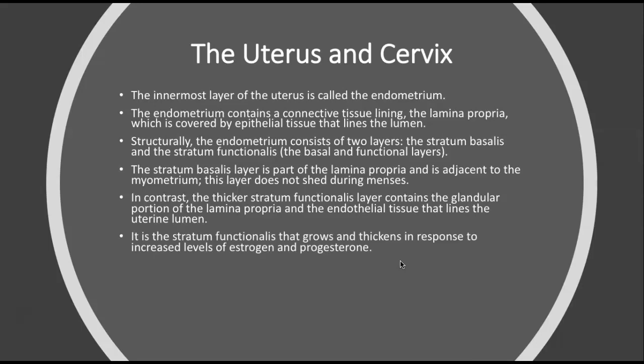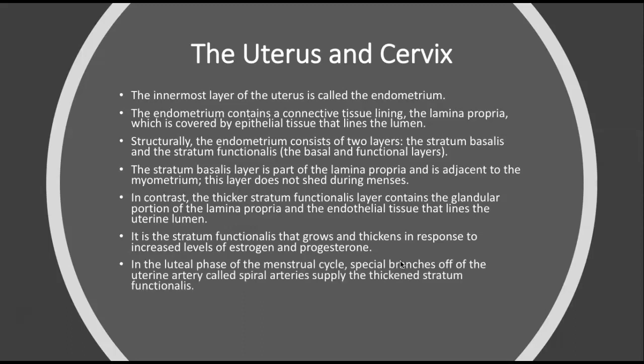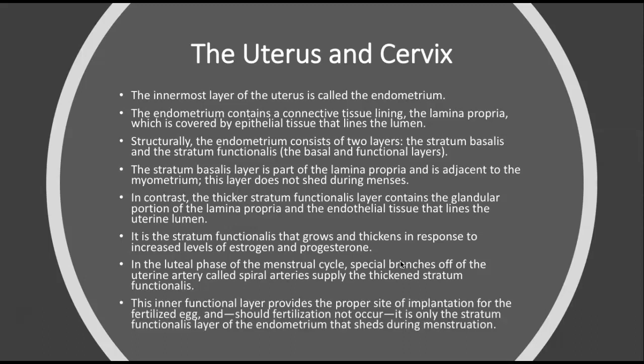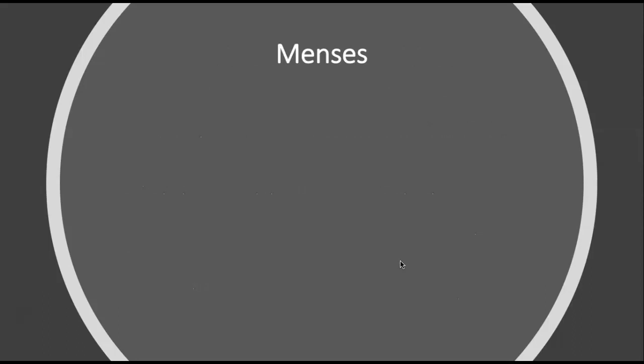It is the stratum functionalis that grows and thickens in response to all of this estrogen and progesterone that's in our system at this point. It is the luteal phase of the menstrual cycle. Special branches off of the uterine artery called spiral arteries supply the thickened stratum functionalis. This layer provides the proper site of implantation for the fertilized egg, and if fertilization does not occur, it's only the stratum functionalis layer of the endometrium that will shed during menstruation.